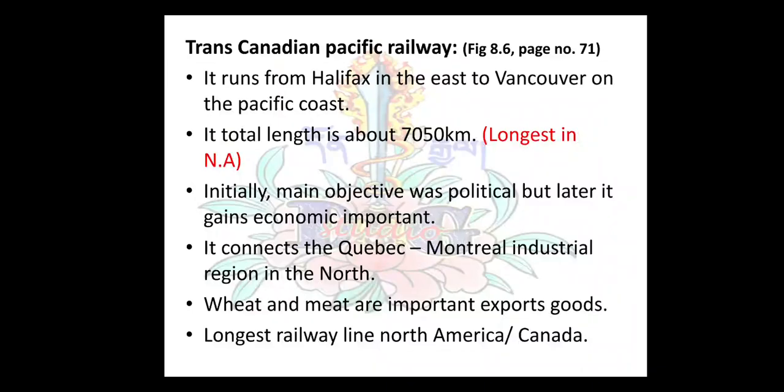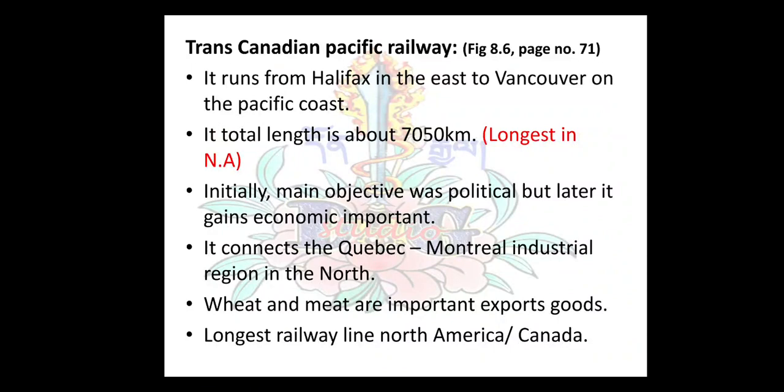Next, the Trans-Canadian Pacific Railway Line. This particular railway line runs from Halifax in the east to Vancouver on the Pacific coast. Halifax is in Canada. Again, these two are important cities of Canada. One city is at the east coast and another city is at the west coast of Canada. Its total length is 7,050. This particular railway line is the longest railway line in North America.